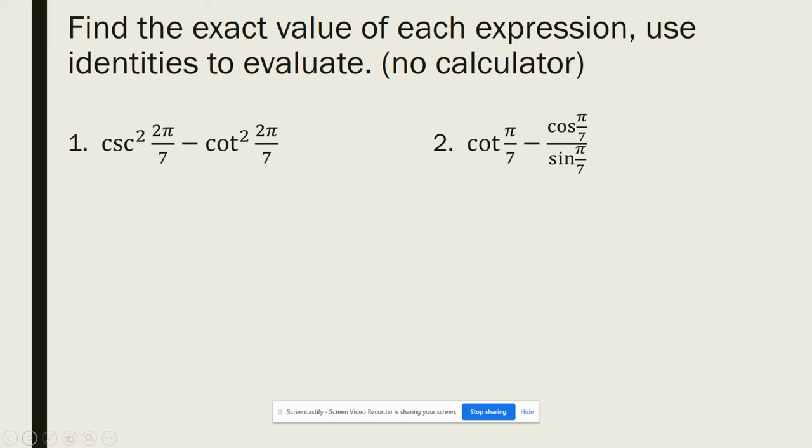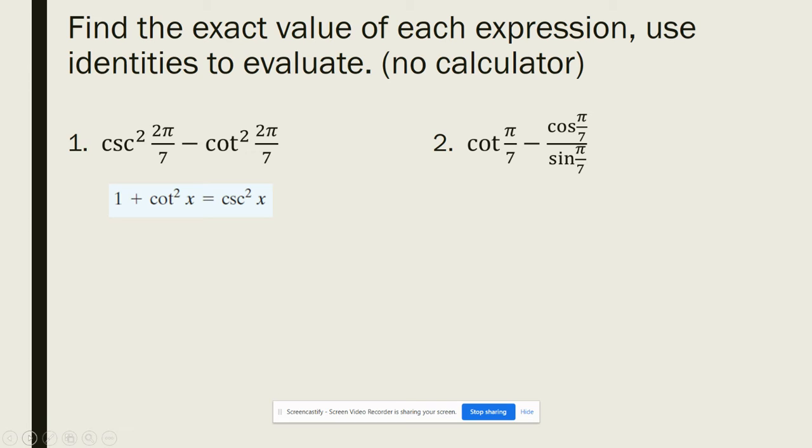It says we want to find the exact value of each expression using these identities that I just reviewed with you, and we are not going to be using the calculator at all. So as you can see with this first one, cosecant squared of 2 pi over 7 minus cotangent squared of 2 pi over 7, they have the same angle, 2 pi over 7, and they are squared terms. So the moment I see several squared terms, I want to be thinking about Pythagorean identities. And so the Pythagorean identity that's really going to help us out with this is that 1 plus cotangent squared of x equals cosecant squared of x.